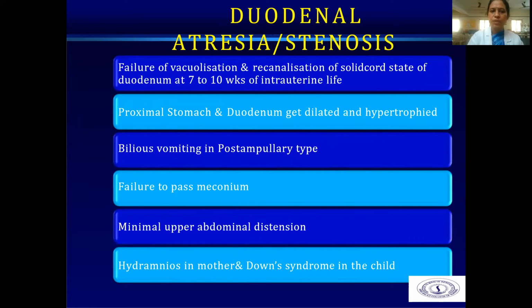So failure to pass meconium leading to minimal upper abdominal distension, that leads to hydramnios in mother and Down syndrome in the children. So this is how mother will present with hydramnios when the child is having duodenal atresia, and also Down syndrome will be seen in the child.